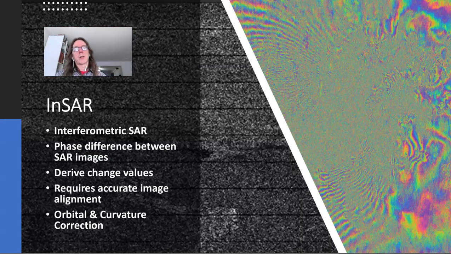Interferometric SAR processing, or INSAR, allows one to derive change values from the phase differences detected between repeat SAR images. INSAR processing requires even more specialized software.